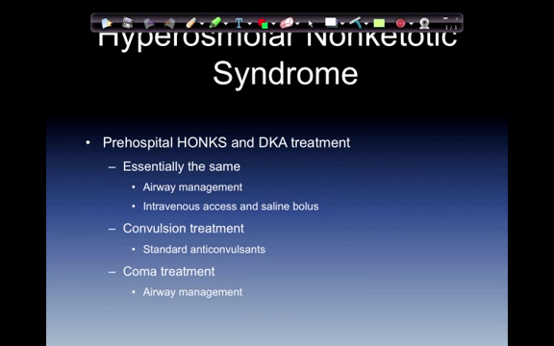Hyperosmolar non-ketotic syndrome: pre-hospital HONKS and DKA treatment are essentially the same. Airway management, IV access, and saline boluses. Convulsant treatment if the patient is seizing, and that would be through standard benzodiazepines or things like Versed, Valium, whichever is in your local protocol. And then coma treatment, primarily airway management.